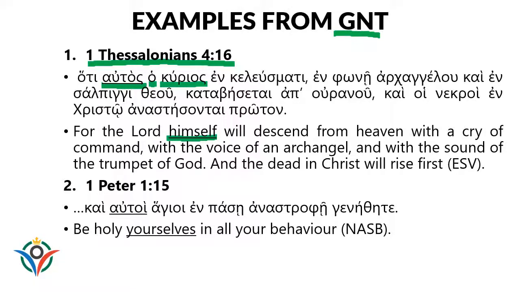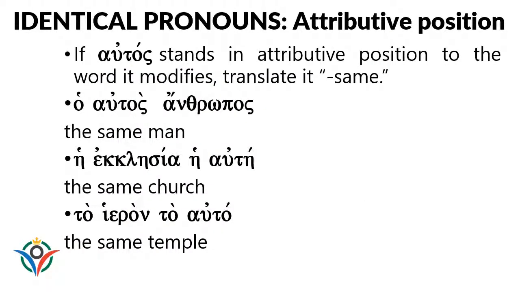And then in 1 Peter 1 verse 15, we have autoi. All right, so we have the plural form here, standing in the predicate position. And we've also got hagioi, which is the noun. So we have translated, be holy yourselves. All right, so there's just two examples from the Greek New Testament of the intensive use. So let's take a look now at identical pronouns and the attributive position.